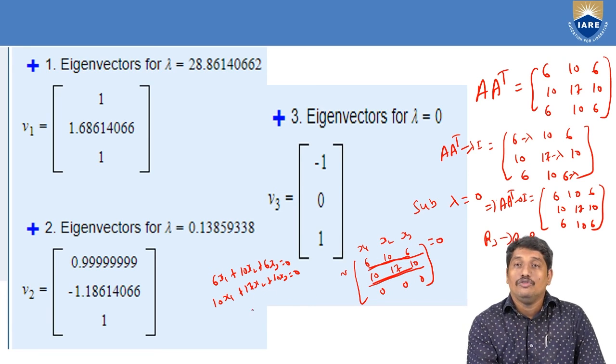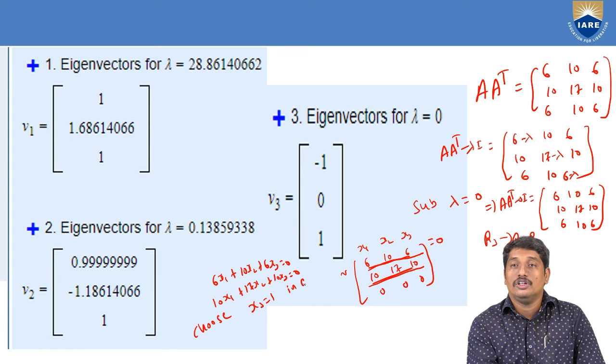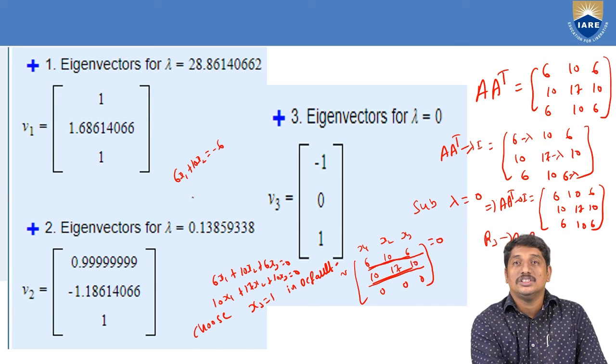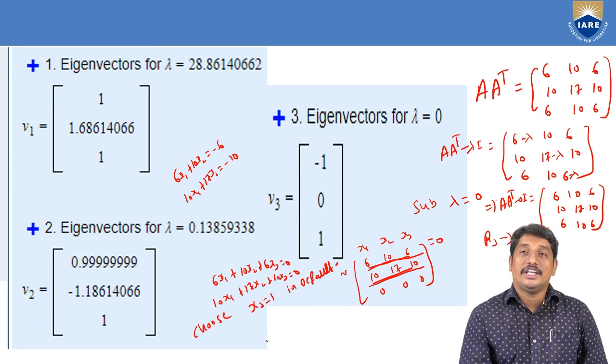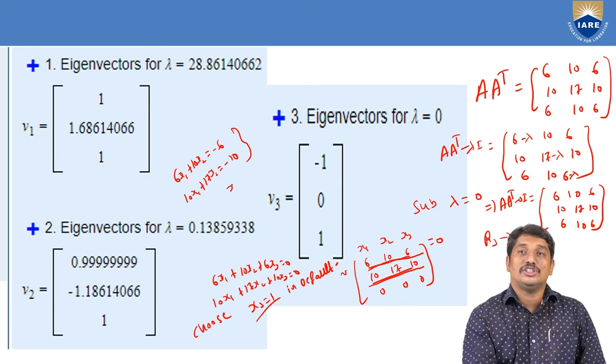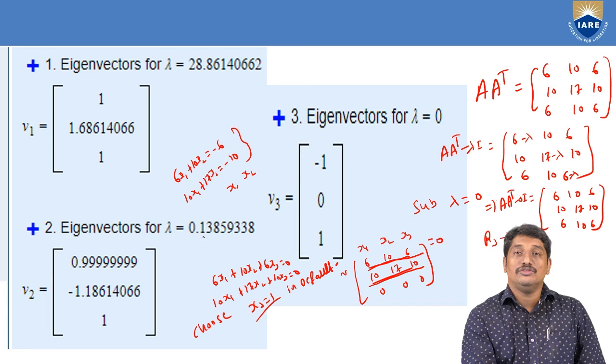Now we can choose x3 is equal to 1 by default. Then the equations become 6x1 plus 10x2 is equal to minus 6, and 10x1 plus 17x2 is equal to minus 10. After solving this, we get x1, x2 values. Already we have chosen x3 as 1, and after solving these two, we get x1, x2 values, and then normalizing, we get a vector.